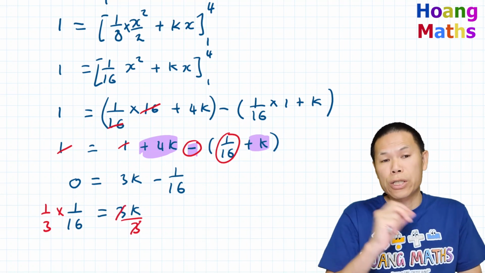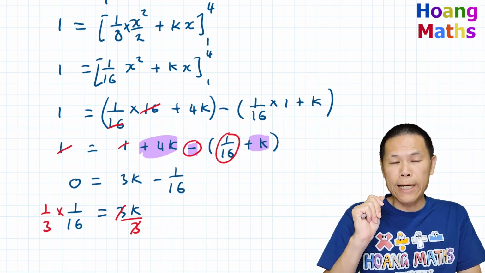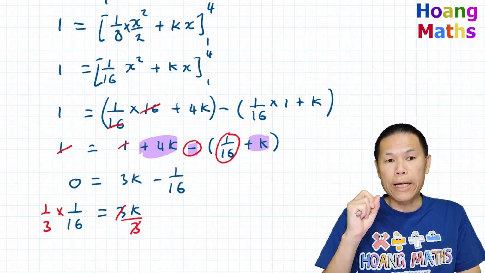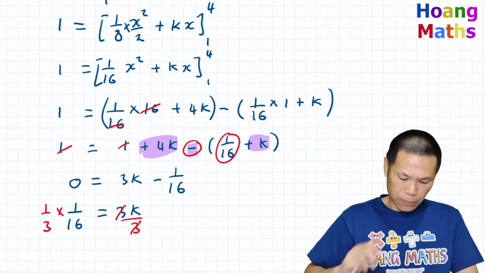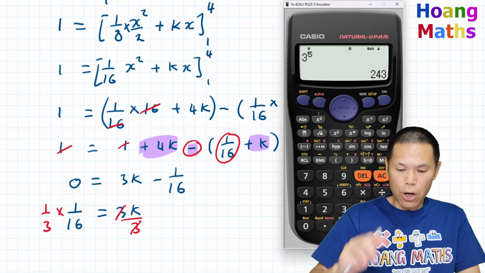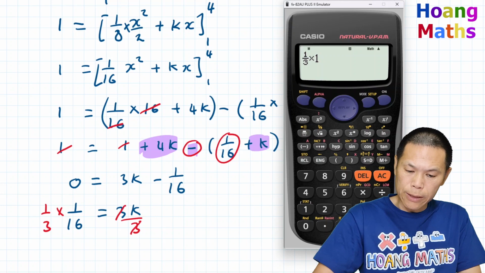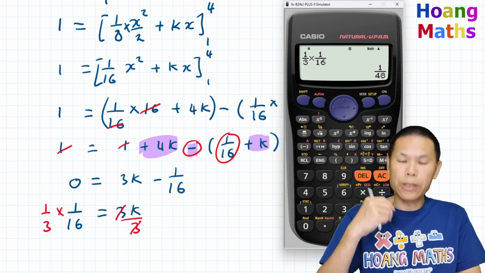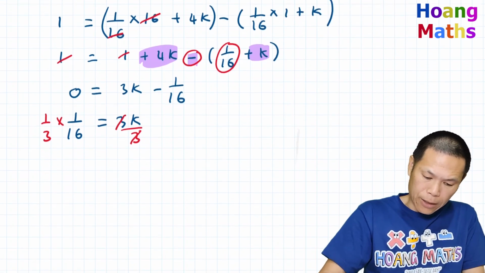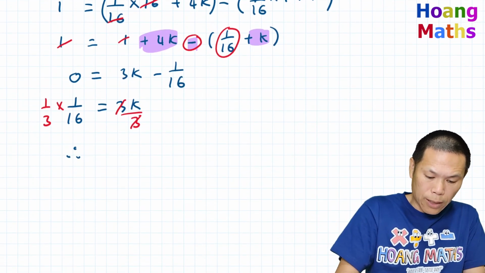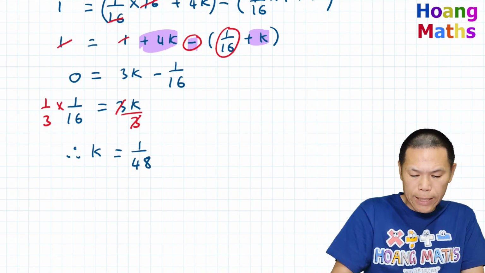So I can just go 16 times 3. We know that 10 times 3 is 30, 6 times 3 is 18, add together, 48. Otherwise, I can just use a calculator. So let's check it out: 1 over 3 times 1 over 16. There you go, so 1 over 48. So therefore, k is equal to 1 over 48.